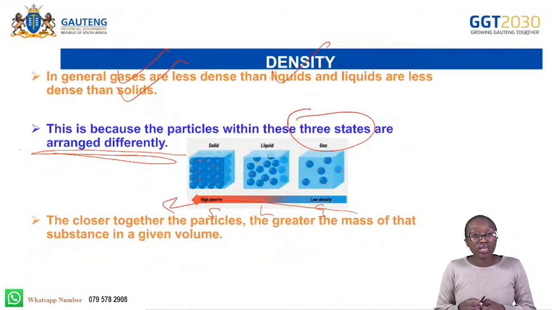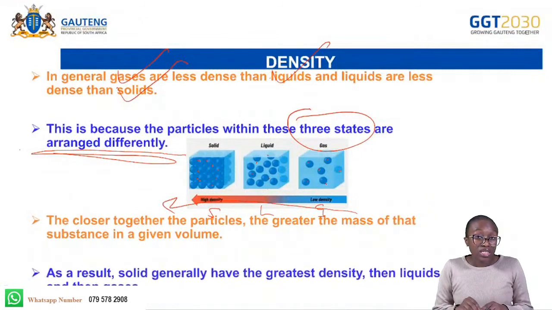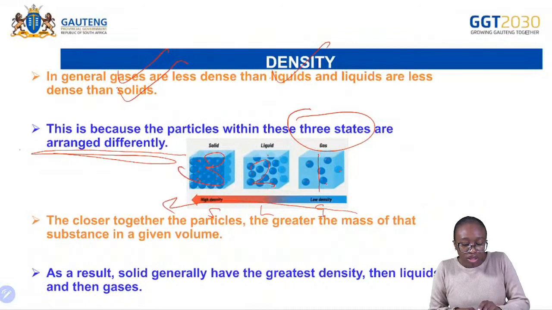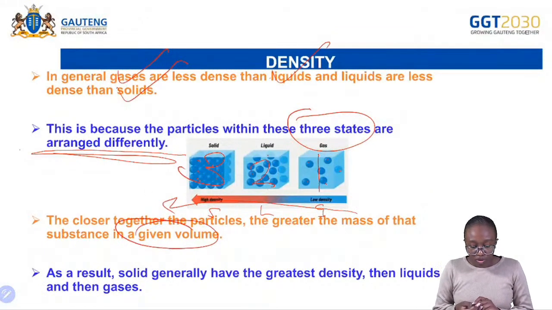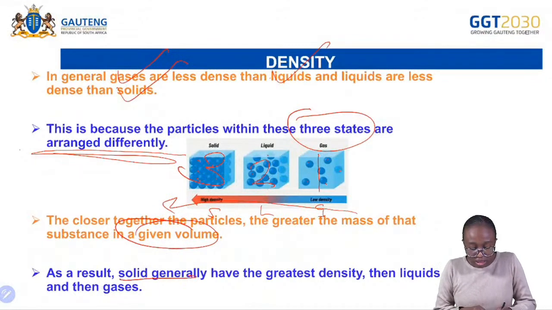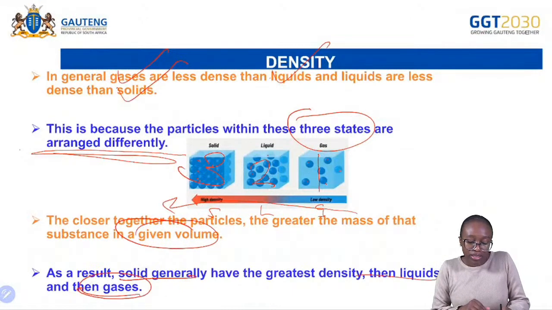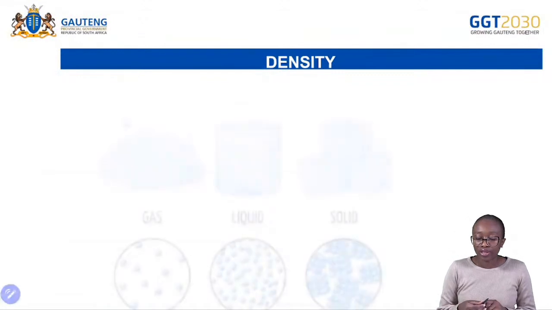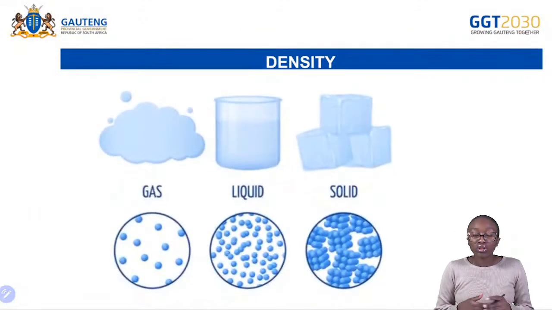So the closer together the particles are, the greater the mass of that substance in a given volume, given that cube 1, cube 2, and cube 3 all have an equal volume. So as a result, what do we end up with? We end up with the solid generally having the greatest density, followed by the liquid, and then lastly the gases, because of the way the particles are arranged. The particles within a solid are closely packed together in comparison to the other two. Now, let's look at them closer.